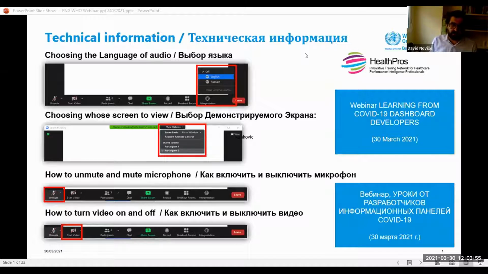In today's webinar, we will be discussing COVID-19 dashboards. We are joined by a team of researchers presenting the Marie Curie Innovative Training Network, HealthPros, who will be presenting some of their earlier work on COVID-19 dashboards, as well as a new joint study being developed by the WHO Regional Office for Europe and HealthPros on the development of COVID-19 dashboards in Europe.